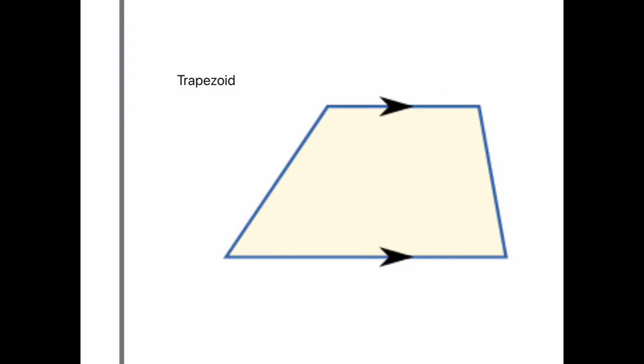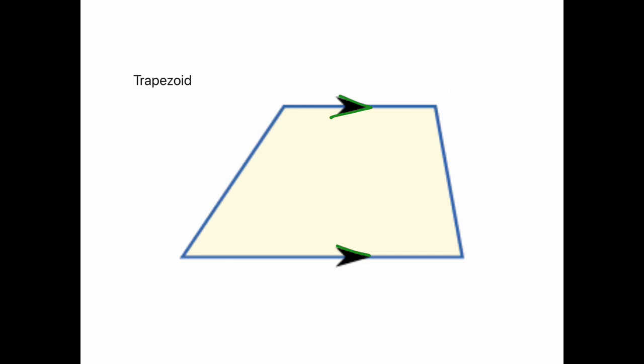A trapezoid is a quadrilateral with one pair of parallel sides. So as you can see here, the top and the bottom are parallel, but the left and the right side are not parallel. So this is a trapezoid, and those parallel sides, just so you know, are called bases.